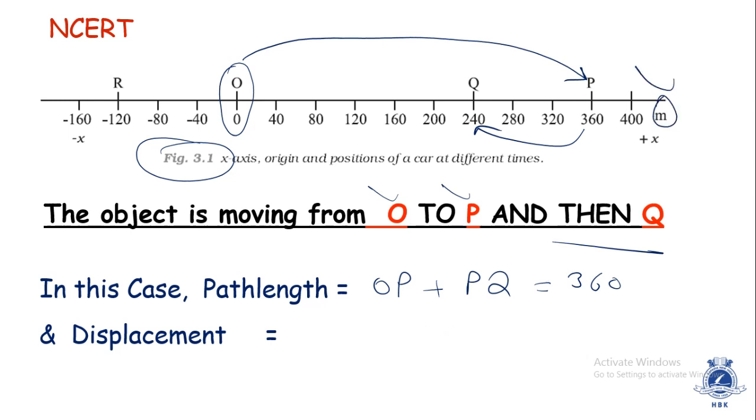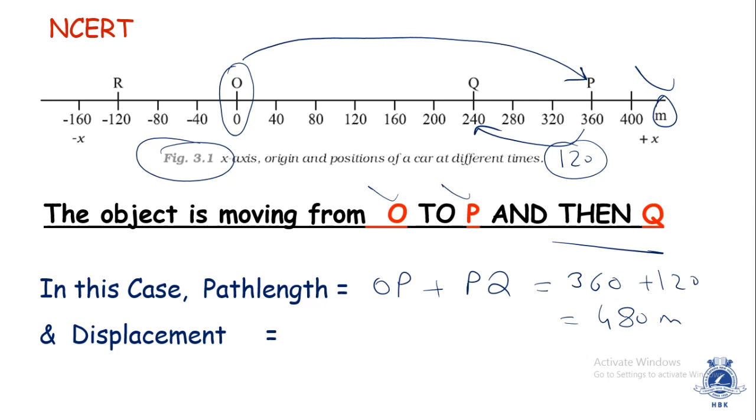And when it is moving from point P to point Q, the distance is just 120 meter. I will add 120 to this, so the total becomes 480 meter. So for this particular case, the path length or distance traveled is 480 meter.